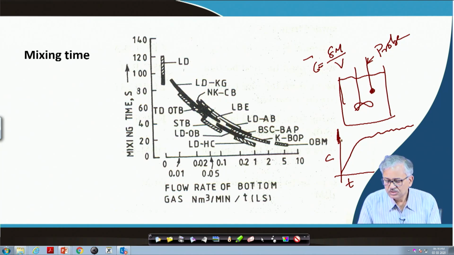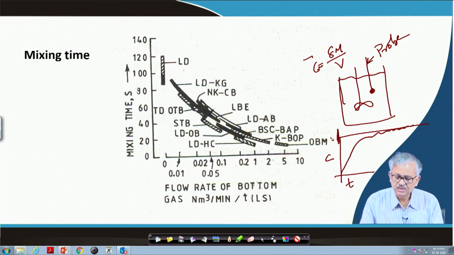Suppose it reaches 95% of the average concentration. Suppose this is your average concentration here, C average. So, it will go up slowly like this.